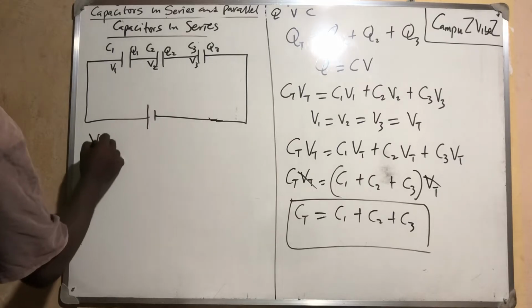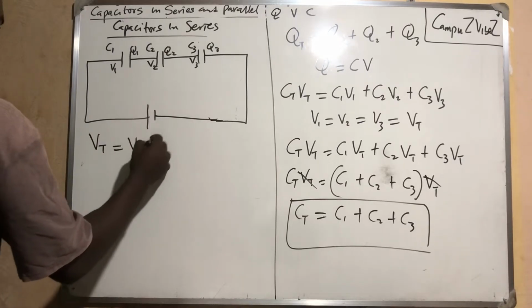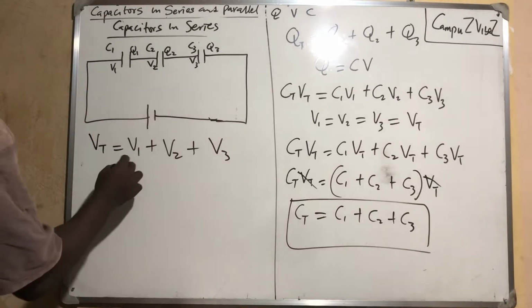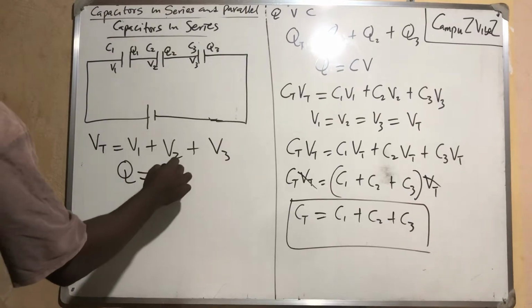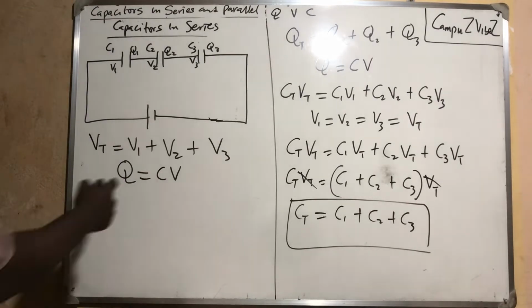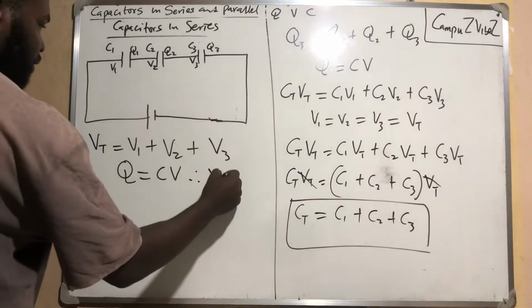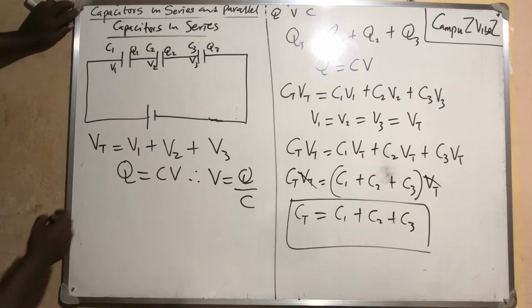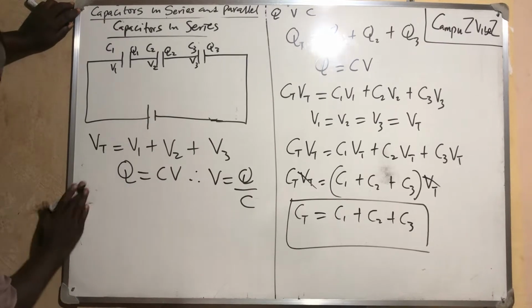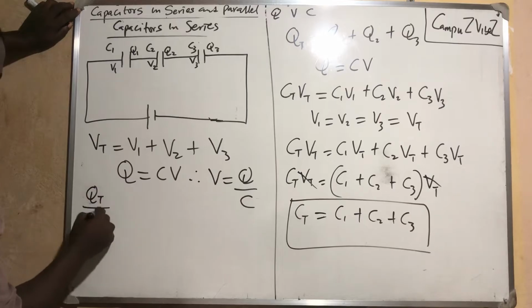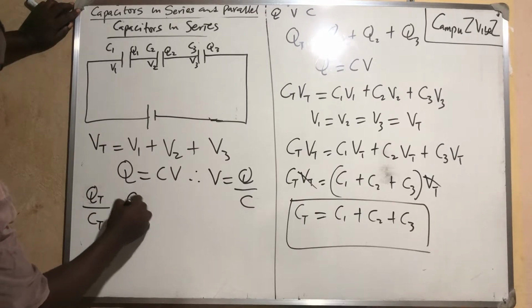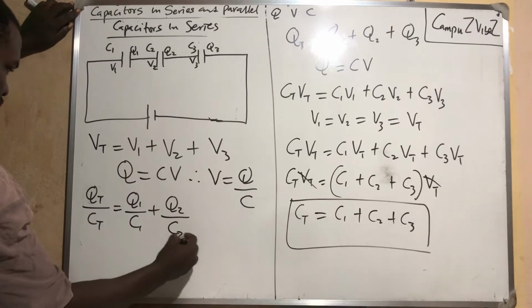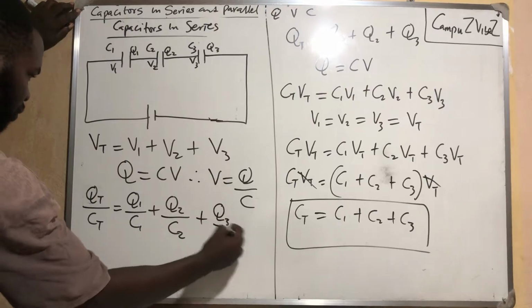So we'll tell them that V total is equal to V1 plus V2 plus V3. So don't forget the formula: C is equal to Q over V, so they are always charged. So if I make V the subject of the formula, it shows that V is equal to charge over capacitance. So let us now put it everywhere. So I have charge Q total all over C total is equal to Q1 over C1 plus Q2 over C2 plus Q3 over C3.